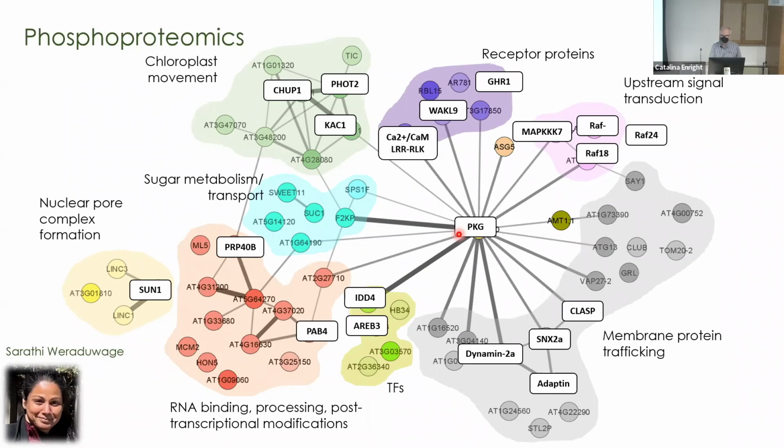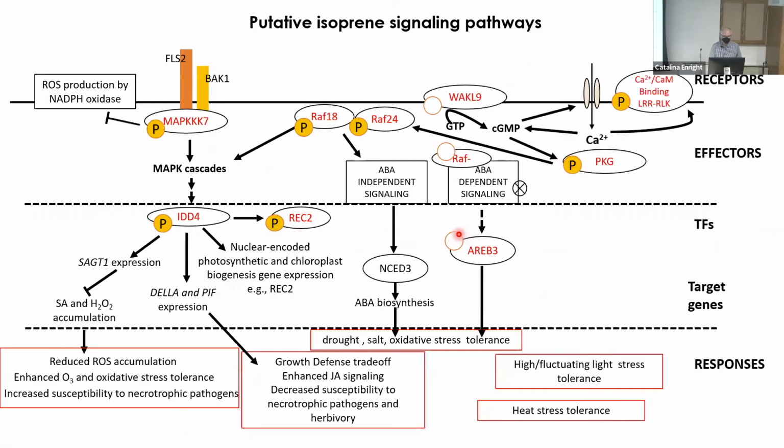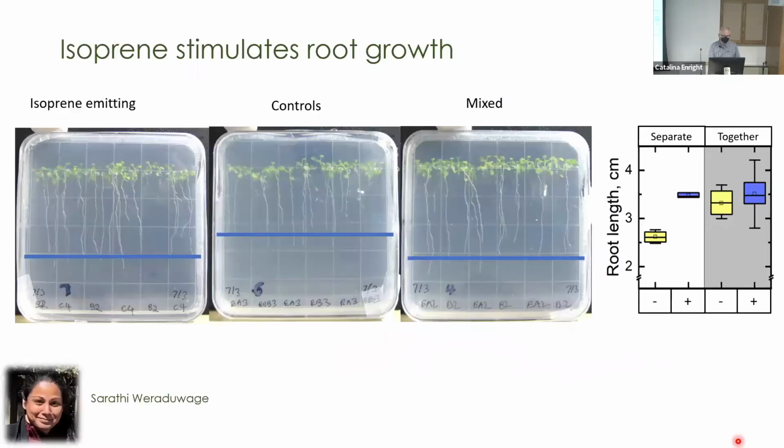I think in the interest of time, I will just say that we've been trying to put these all together in different pathways. Some of it's making a lot of sense, but it says that isoprene is affecting gene expression and also phosphorylation status, post-translational modifications.